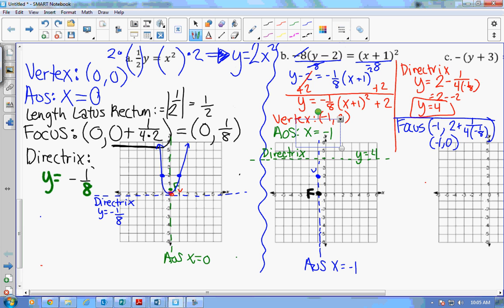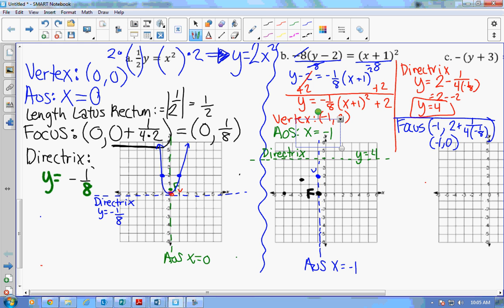Okay, we have the vertex, which is -1, 2. A nice point is -3, 1.5. That's a pretty decent point to plot. I think -5 would probably even be good. -5, 0.